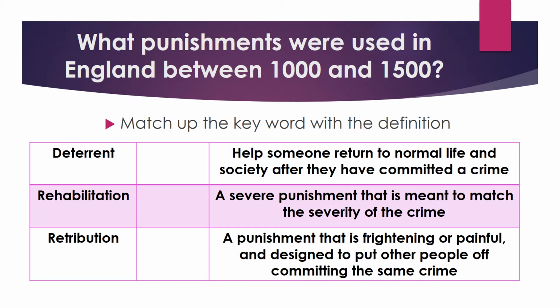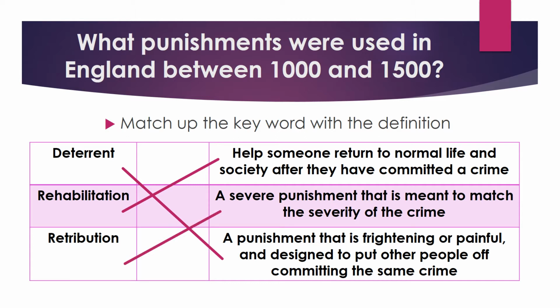Okay, so we are going to go through the answers now. So the first one, deterrent, matches up with a punishment that is frightening or painful and designed to put other people off committing the same crime. The next one is rehabilitation, which is to help someone return to normal life and society after they've committed a crime. And therefore the final one, retribution, must be a severe punishment that is meant to match the severity of the crime.